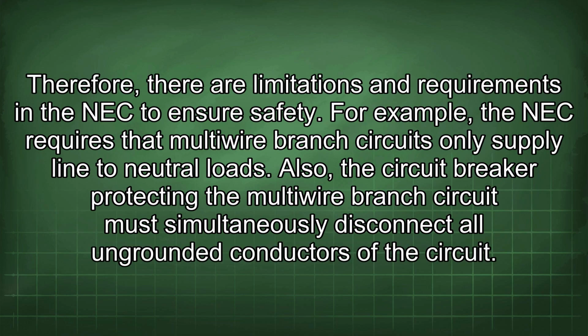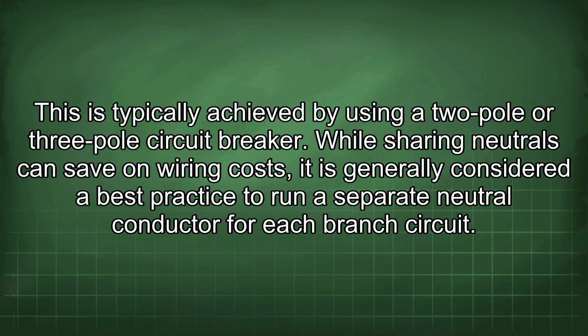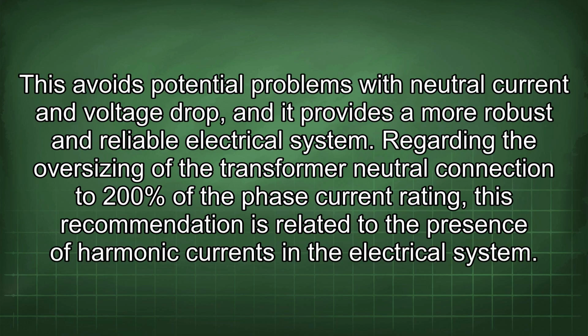Therefore, there are limitations and requirements in the NEC to ensure safety. For example, the NEC requires that multi-wire branch circuits only supply line to neutral loads. Also, the circuit breaker protecting the multi-wire branch circuit must simultaneously disconnect all ungrounded conductors of the circuit. This is typically achieved by using a two-pole or three-pole circuit breaker. While sharing neutrals can save on wiring costs, it is generally considered a best practice to run a separate neutral conductor for each branch circuit. This avoids potential problems with neutral current and voltage drop, and it provides a more robust and reliable electrical system.